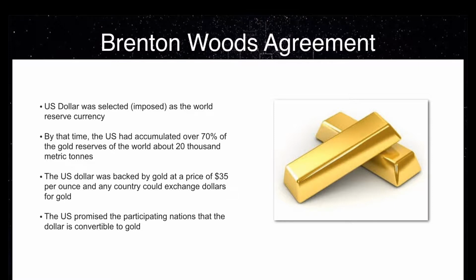The Bretton Woods Agreement decided that the US dollar would be backed at about $35 per ounce. And again, any country could exchange those dollars for gold. That's what the US had promised, the convertibility of those US dollars to gold. Then this goes into the IMF and the World Bank, but I'll let you do your own research on that. I don't want to make too long of a video going over the depths of history. I just wanted to give everyone a little bit of background.